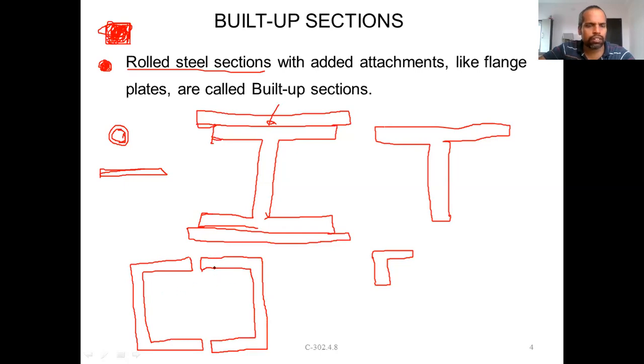There are two individual sections, but they are combined together to act as a single member. For that, some additional plates are provided, and these plates are joined along with the two members by nuts and bolts or rivets, or it may be welding. Any one type of connection. Two members are connected by some means, either riveting or bolting or welding, so that the entire section will act like a single member.